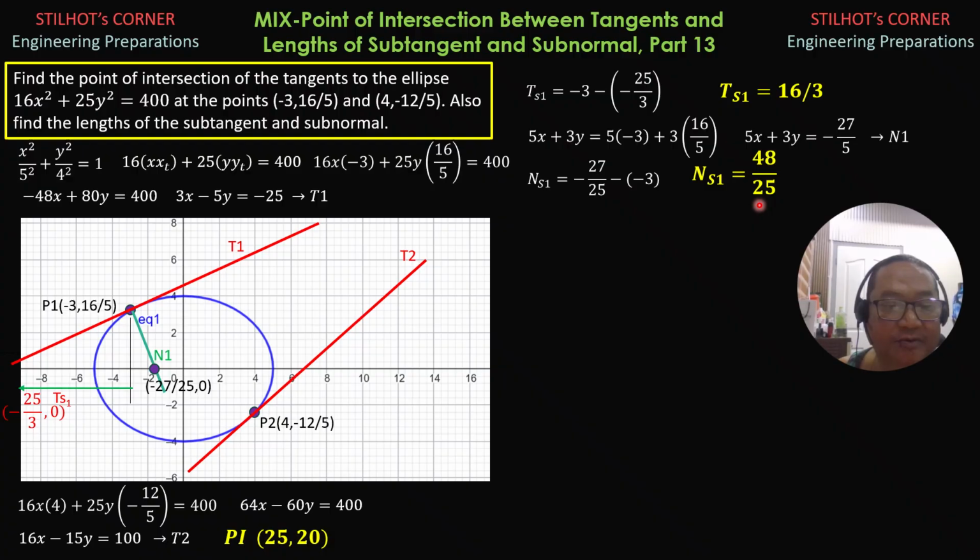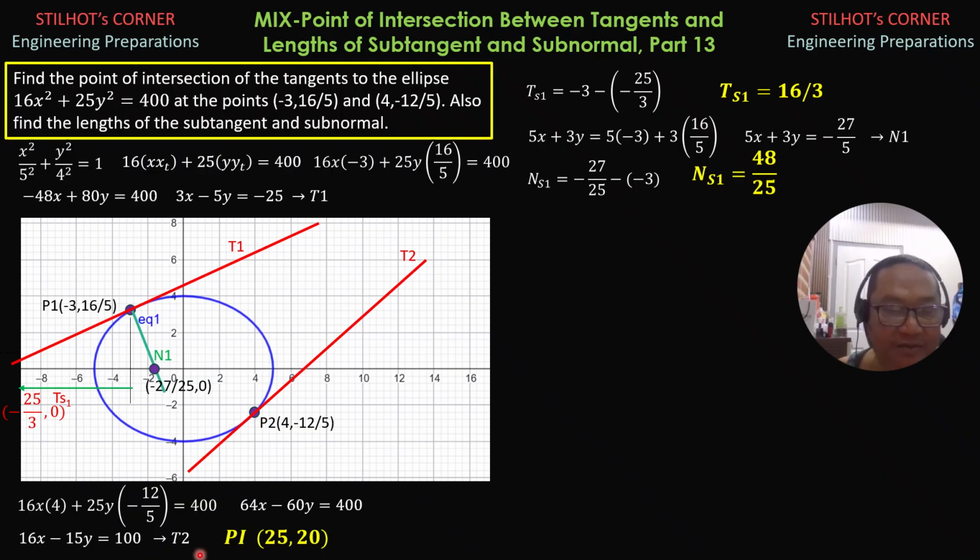Another way of solving subnormal 1, it is equal to the slope of tangent line 1, which is 3/5, times yt, which is 16 over 5, and that is 3/5 times 16 over 5, that's 48 over 25 definitely.